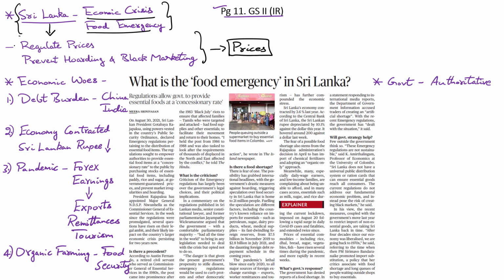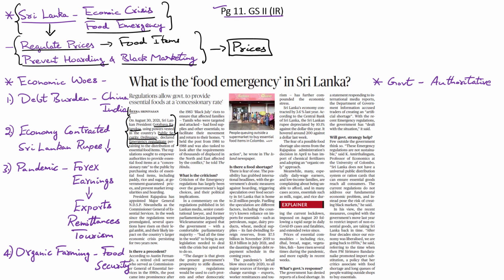So, to contain the situation, the government headed by Gotabaya Rajapaksa has declared a state of financial emergency by invoking its powers under the Public Security Ordinance. Through these emergency regulations, the Sri Lankan government is looking to regulate the prices of key essential food items and also to prevent their black marketing and hoarding.